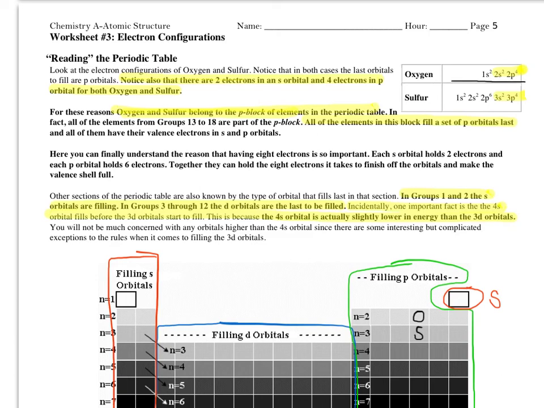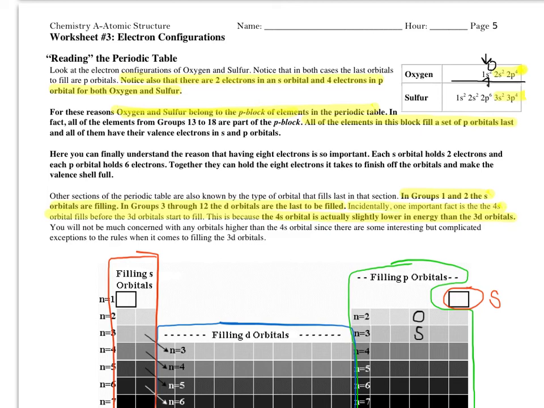Okay, this electron configuration is telling us that in the first energy level, that's that one there, so the first shell around the nucleus, and specifically within that shell, within the s orbital, there are 2 electrons.